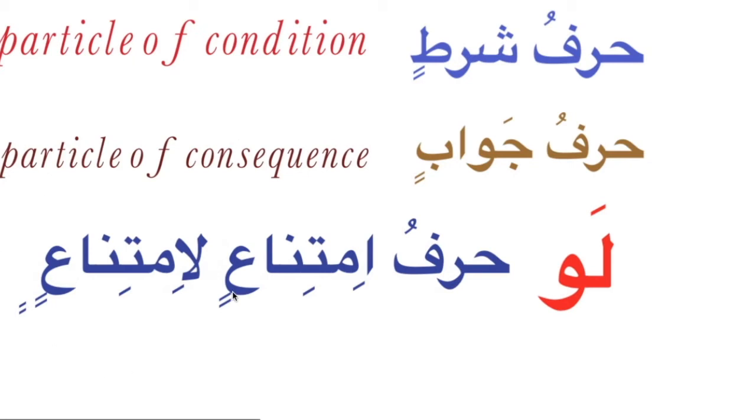That means the consequence cannot be seen either. Had you worked hard, you would have passed. Can you see him passing? No, because he did not work hard. He did not pass, why? Because he did not work hard. So both the condition and the consequence cannot be changed. That's why it is called that. When we see law, we need to immediately recognize that the condition has not been met and the consequence has not occurred. Harfu imtina'in limtina'i: a particle of impossibility for the impossible event.